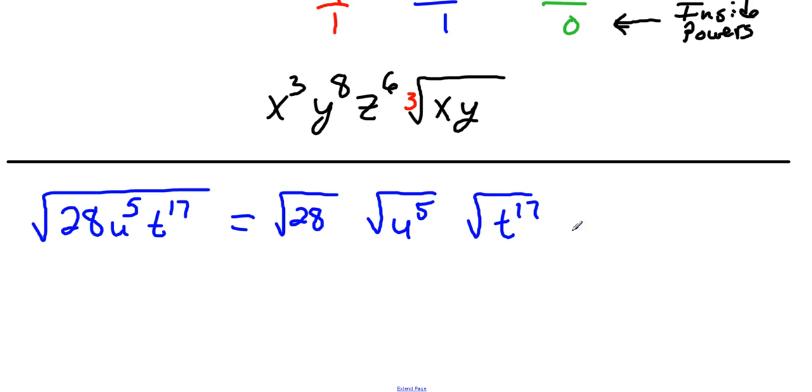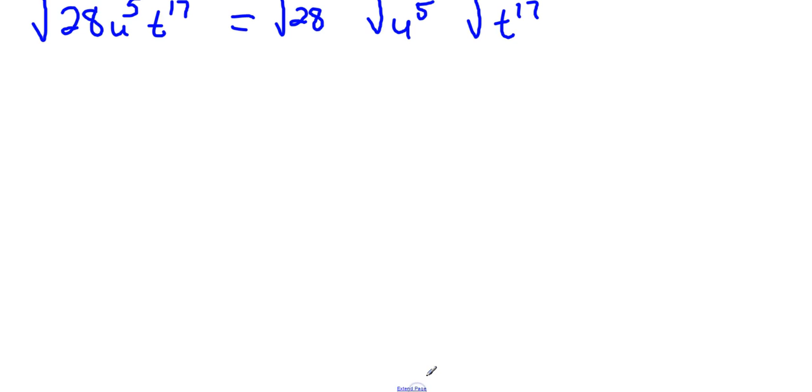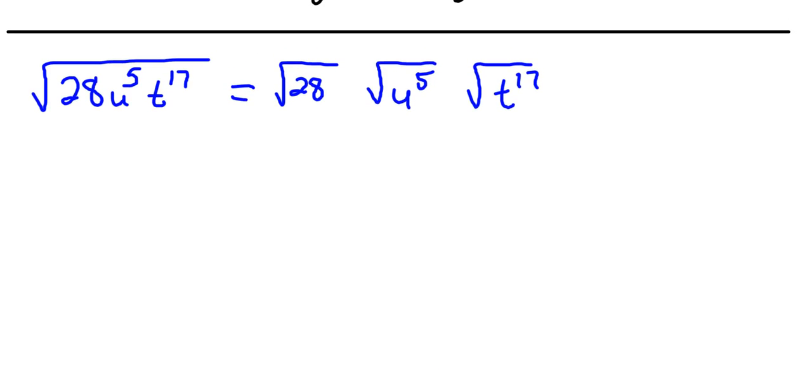Okay, so for this one, this is one of those where you might actually want to break it up into all 3 parts before you start to break it down. You've got the square root of 28, the square root of u to the 5th, and the square root of t to the 17th. Variable-wise, it's probably easier to do the variables because for the u it's 5 divided by 2, and for the t, 17 divided by 2.